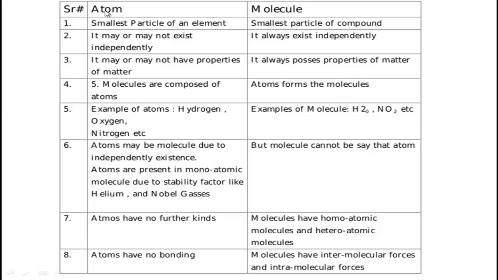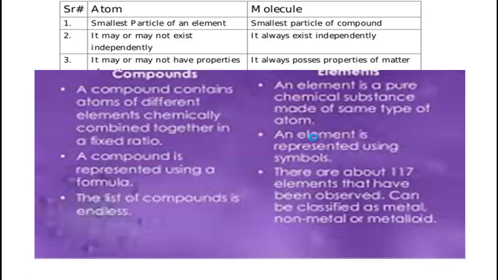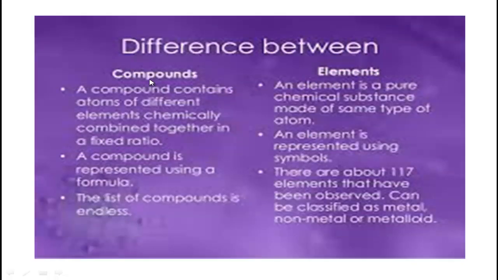So now you are very clear about atom and molecule. And if you also know clearly the difference between compound and element, then it will help your learning. Compounds are made of atoms of different elements, but an element is made of atoms of the same type. Then a compound is represented using a formula. We will learn about it in the next classes. The number of compounds is innumerable, but the number of elements is fixed till now, and that is 118.